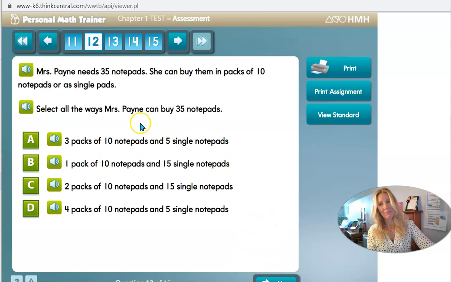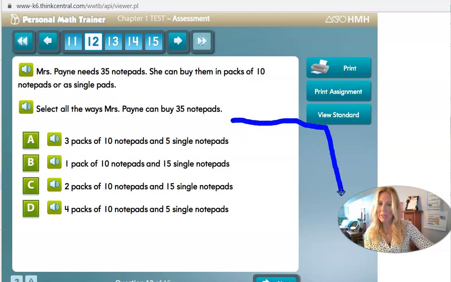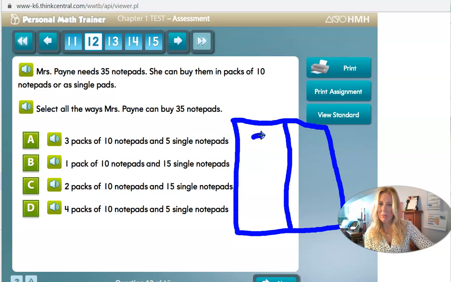Next question. Mrs. Payne needs 35 notepads. She can buy them in packs of 10 or as single pads. Select all the ways Mrs. Payne can buy 35 notepads. This should sound very familiar to you. The best way to attack this problem, remember, is by making a chart. So we make our chart here with our 10s and our 1s, right? And if I start off with 35 notepads, wouldn't I have 3 10s and 5 1s, right?